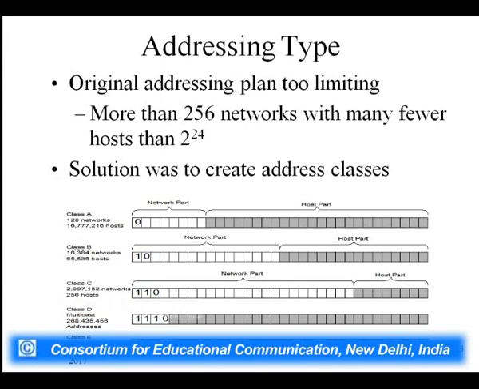If I assume the first 2 octets, that is 16 bits, are the network portion and the remaining 16 bits are the host portion, then I can have 2^16 networks, and each network can have 2^16 hosts.